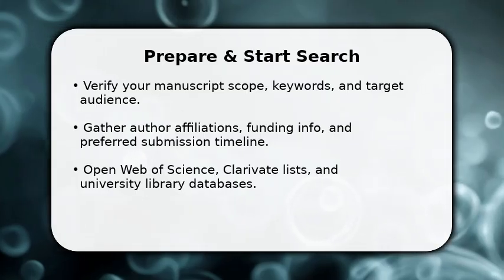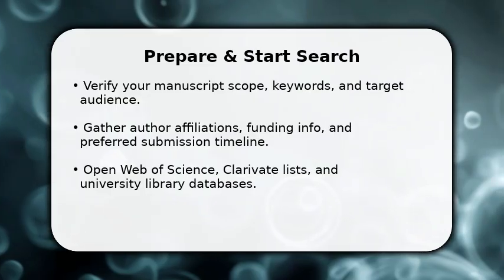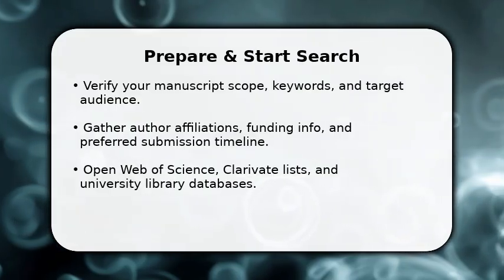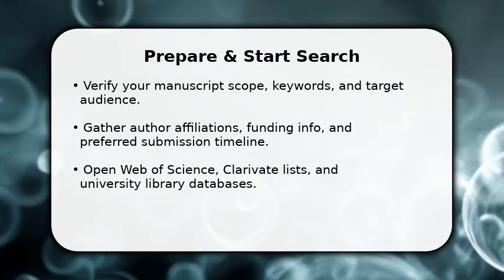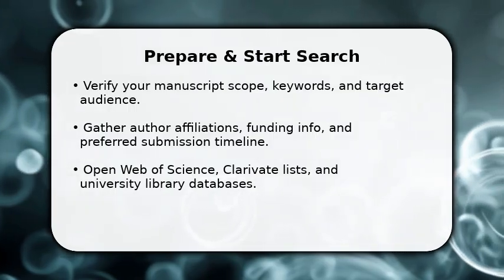You begin by clarifying scope and keywords. This saves hours. Once done, collect author affiliations, funding details, and ideal publication timelines so you can filter journals accurately.